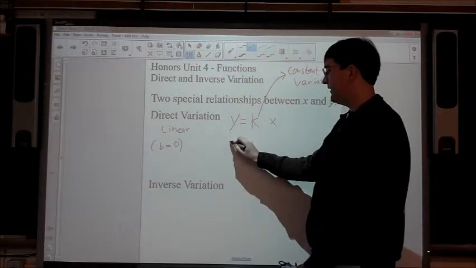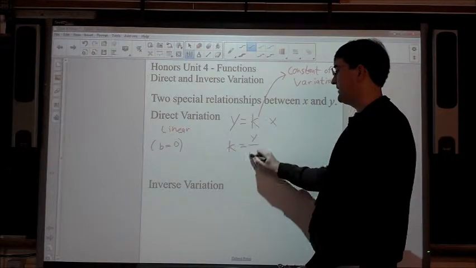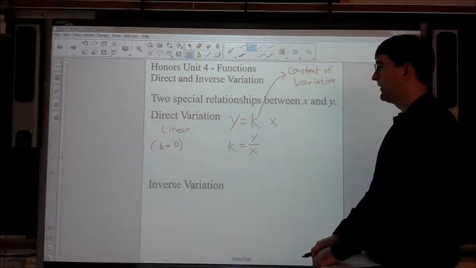Another way to define K here that's very useful is to just say that K is equal to y divided by x. This will be a useful way for us to remember that.